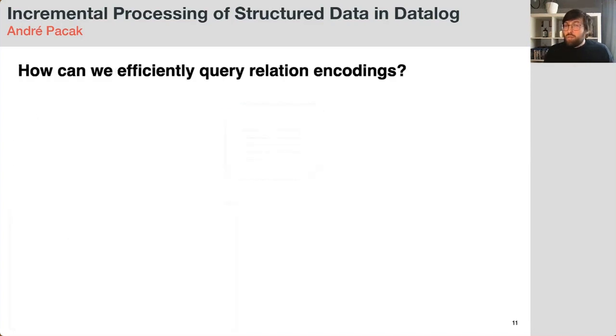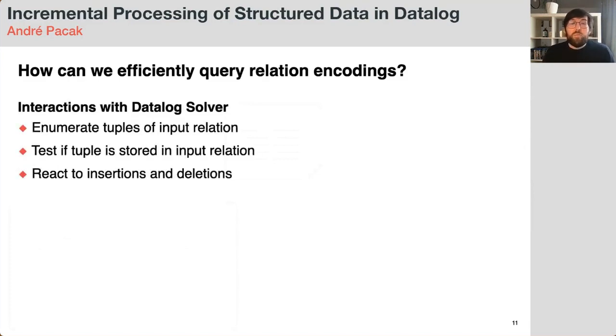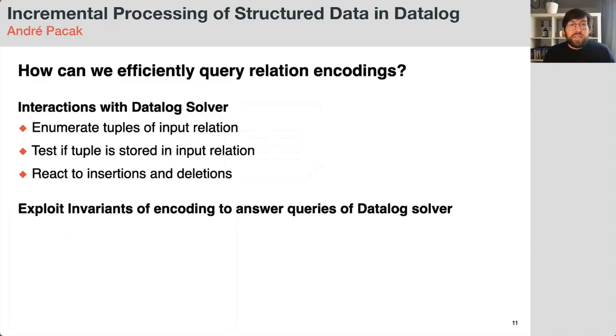But how can an incremental Datalog solver now efficiently query these relational encodings? And to answer this question, we need to understand what the interactions of a Datalog solver with the relational encoding are. Well, first, an incremental Datalog solver enumerates the tuples of an input relation. It checks whether a tuple is already stored in an input relation, and it reacts to insertions and deletions. And based on these interactions, we need to exploit invariance of the encoding to answer these efficiently. In particular, we need to exploit invariance of the node relations and the link relations.